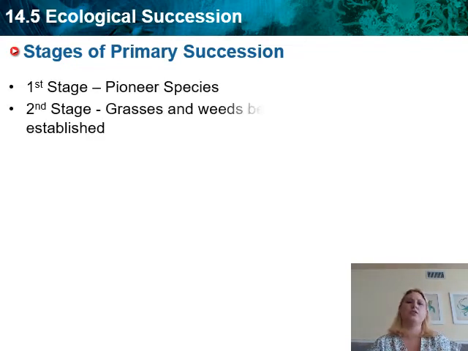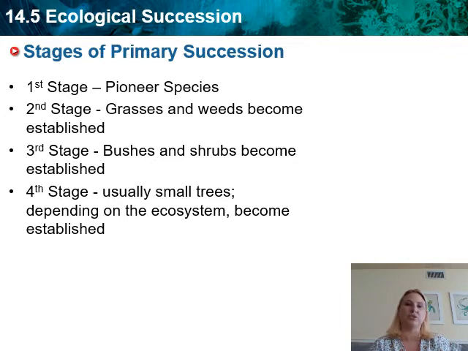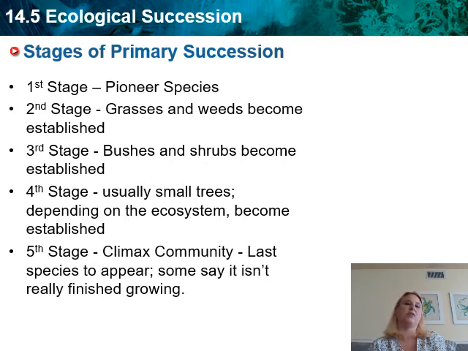All right, so the stages of primary succession. First stage, we have our pioneer species, and they're going to build the soil for us. This is no soil, bare rock, or sand. I can't express that enough: primary succession happens where there was nothing before. Second stage, we get grasses and weeds. In our third stage, we get bushes and shrubs. Fourth stage, we get some small trees, and depending on the ecosystem, they can become established. Finally, we get our climax community and our last species to appear. Some scientists say we're still changing over time, and this will evolve into a different type of ecosystem over a long period of time. But we're going to call it a done ecosystem at this point.